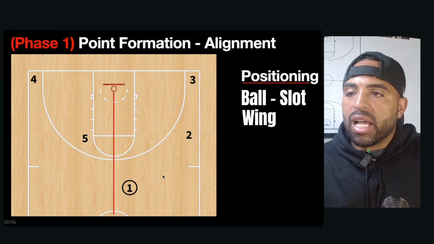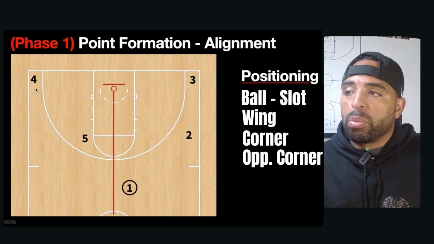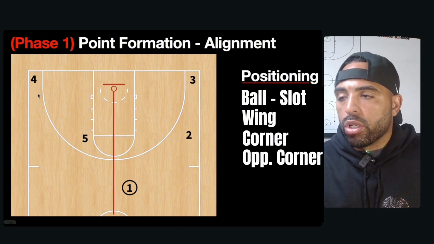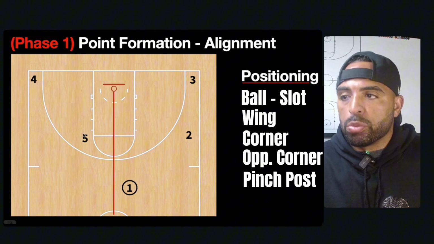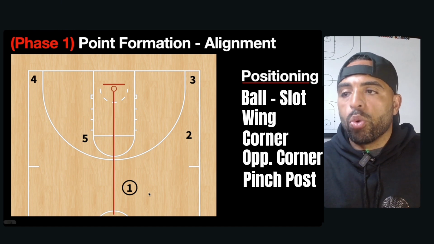You'll have a ball side wing, a ball side corner, another player opposite the ball in the corner, and the 5 opposite the ball in the pinch post. This right here is your point formation.